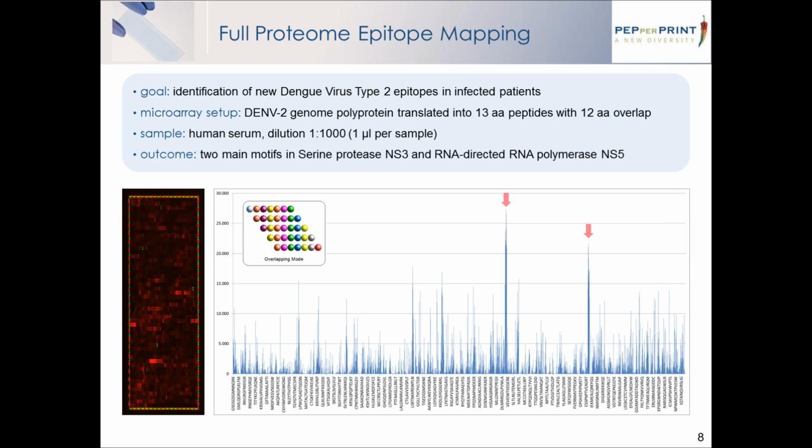And in case you are not only interested in one single antigen, but in the immune response to the whole pathogen, one of our standard microarrays may be of interest for you. The array in this case study contained the entire dengue virus type 2 proteome translated into overlapping peptides. We stained the array with serum of a dengue virus patient, and we were able to detect two exceptionally strong epitopes here and here, which belong to the protease NS3 and the RNA polymerase NS5.